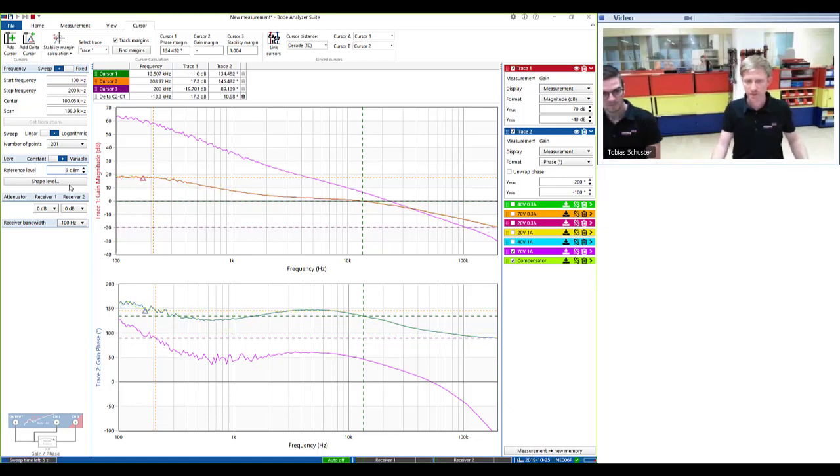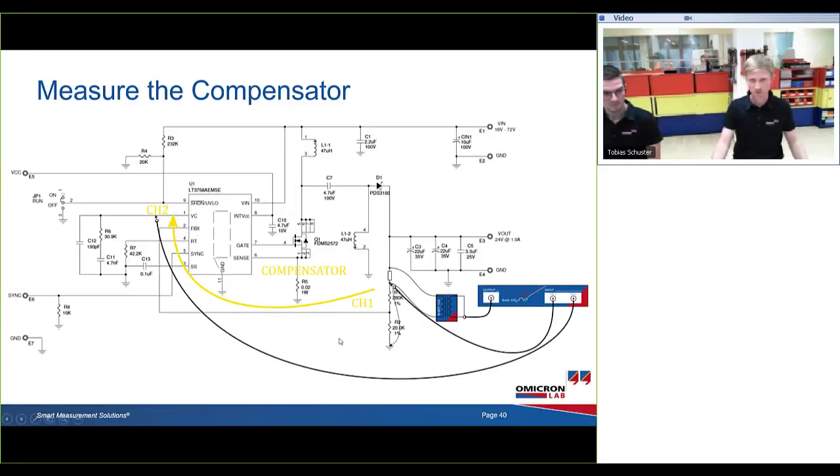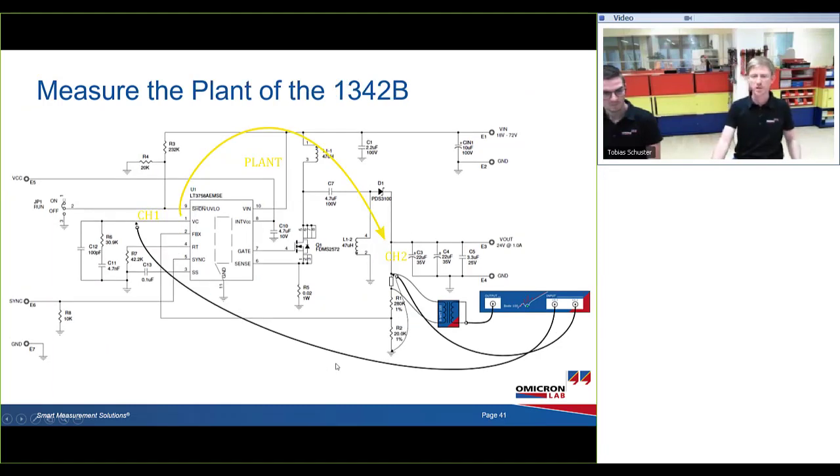We update that. And now we're gonna measure the plant. And there I think we have to reduce the level again. Let's have a look. The next measurement is gonna be the plant. And for the plant measurement, we put channel 1 at the comp pin and channel 2 at the output pin.